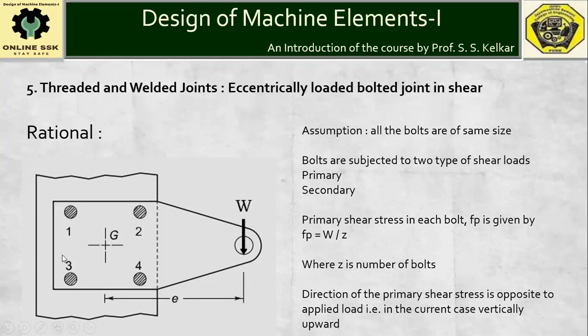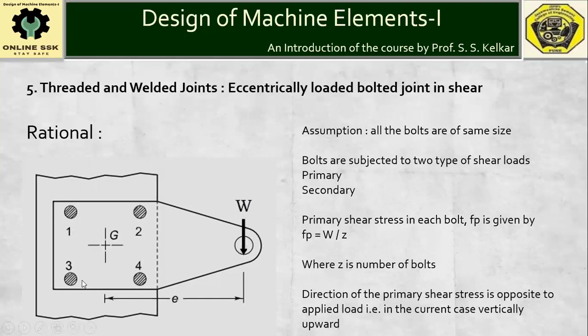But there are two different types of shearing stresses or shearing forces getting applied to these bolts: primary shear force and secondary shear force. The primary shear force in magnitude will be given by W, the eccentrically applied load W, divided by Z, where Z is the number of bolts.